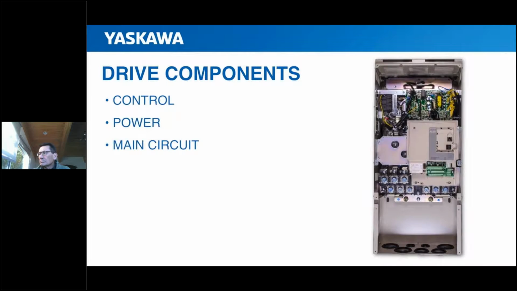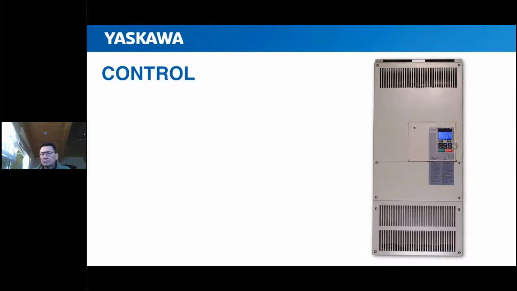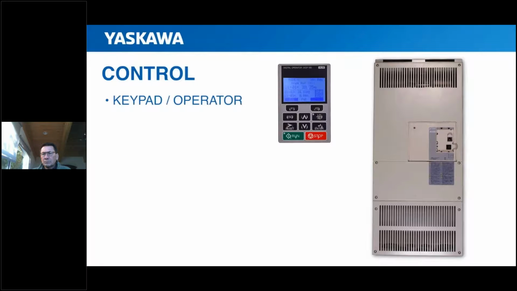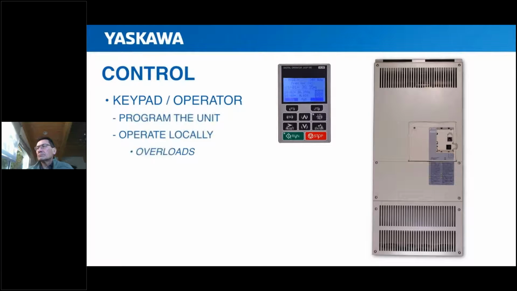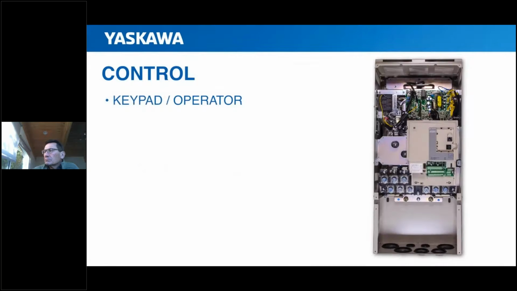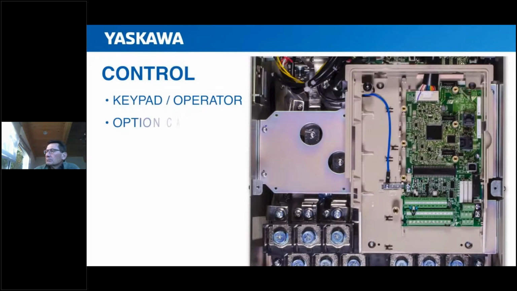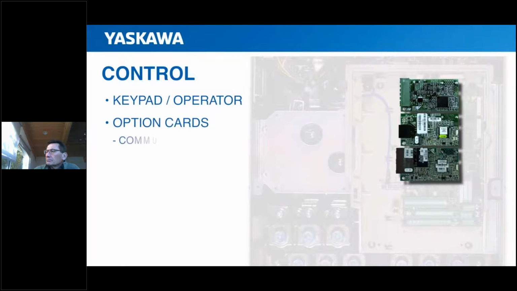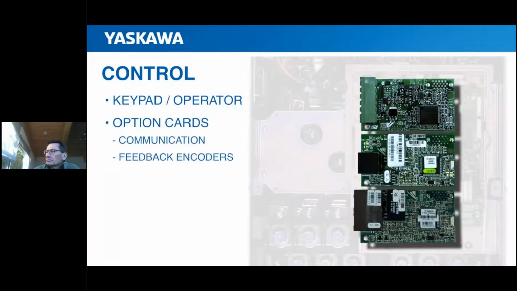We'll start with control. For most drives, the operator uses a digital keypad to program the unit for the given application, and in some cases, to operate the drive locally via the keypad. Things like overloads, accel and decel rates, minimum and maximum speed, and many other parameters can all be set through the keypad. For a user looking for some more advanced setups, there are option cards that can be added, which include communication options, feedback encoders, and extended inputs and outputs.